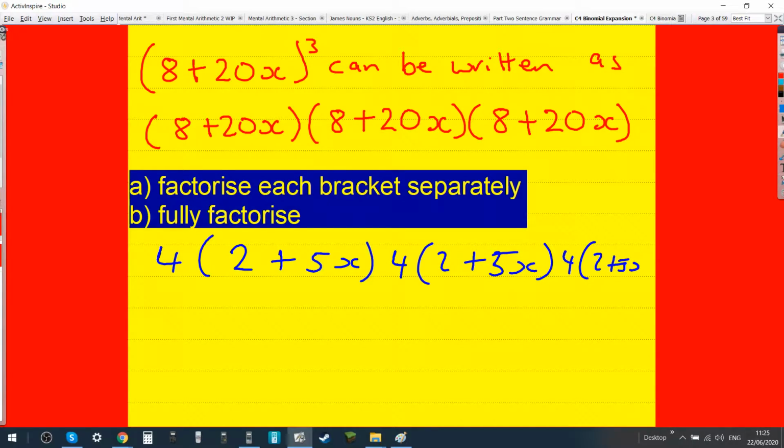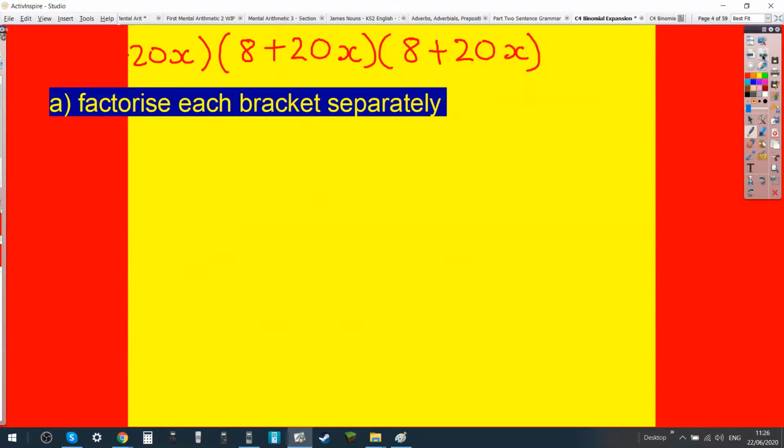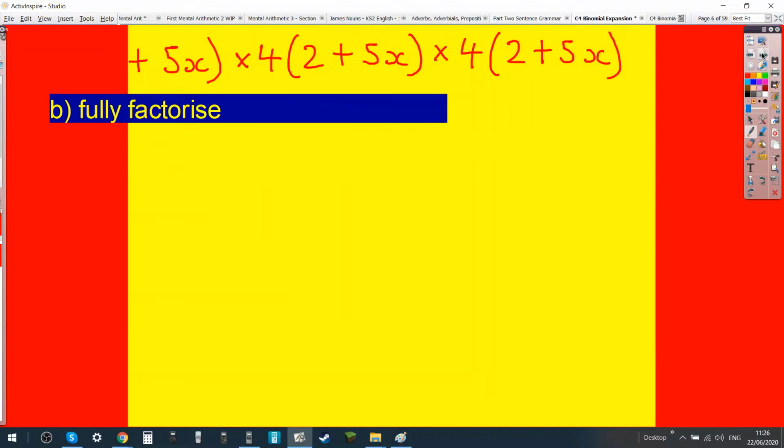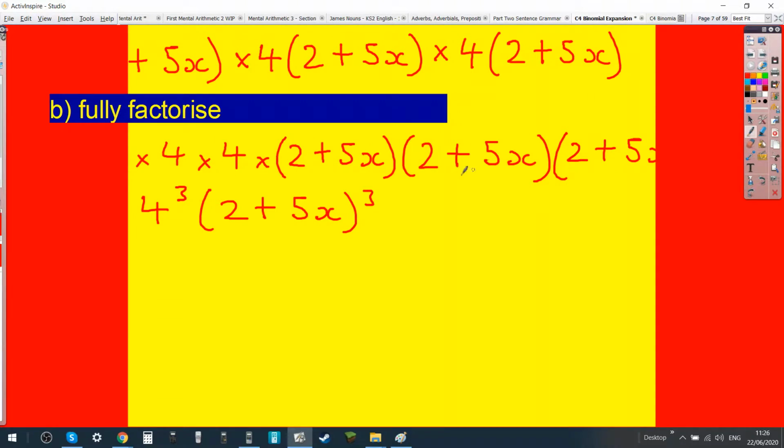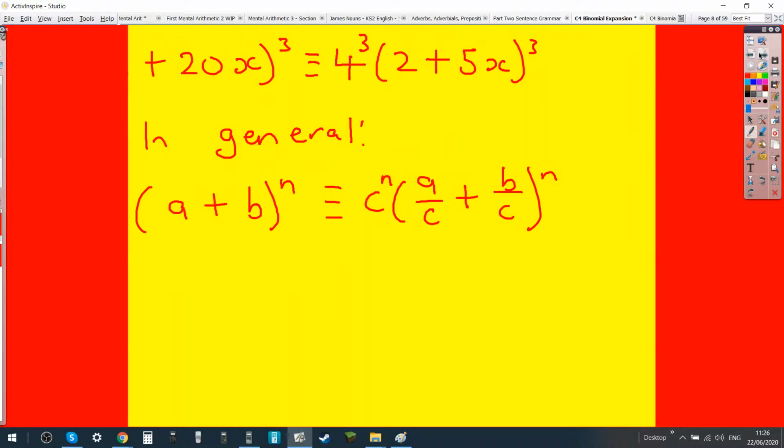You could then end up doing... and these are all times each other. Yeah, so 64 times 2 plus 5x cubed. Let's just say 4 cubed. And so, if you have a bracket that's being expanded and they have a common factor, you can factorize that out and just put it to the same power. Okay. Fully factorize. That's what we get in general.